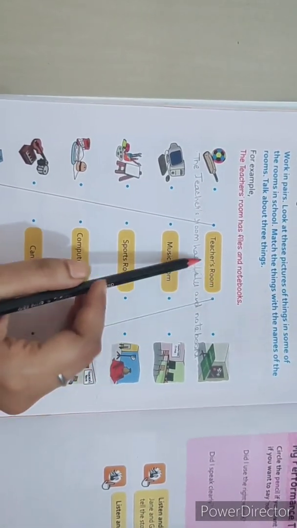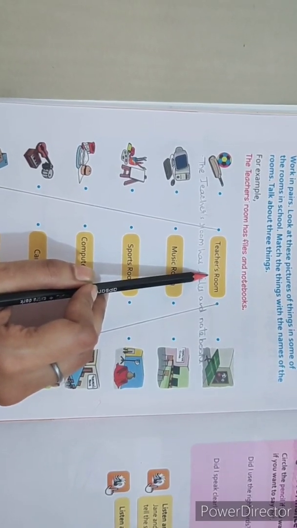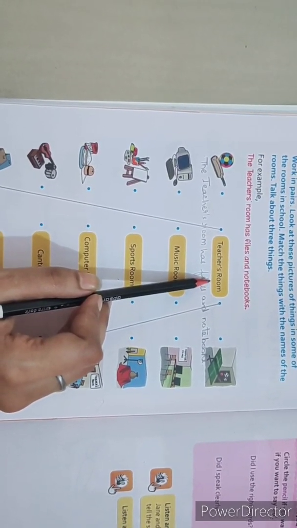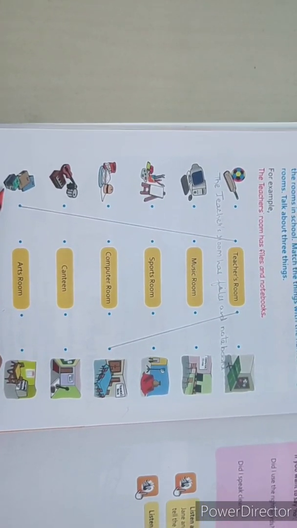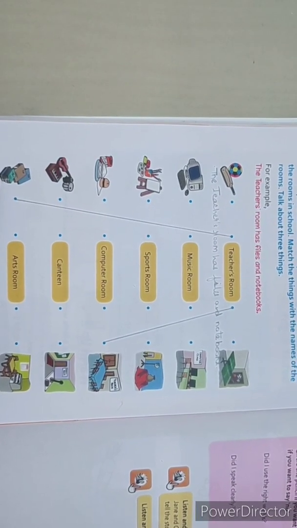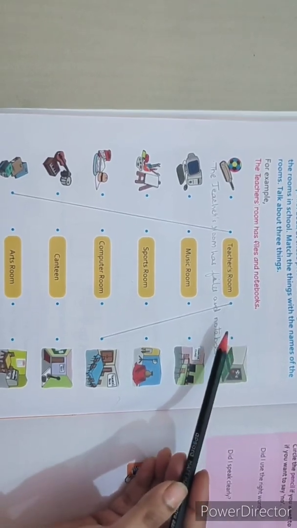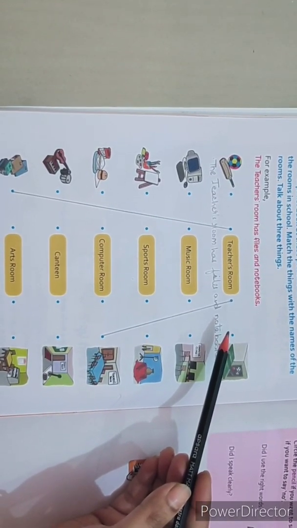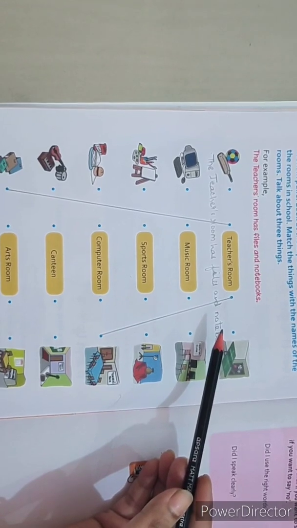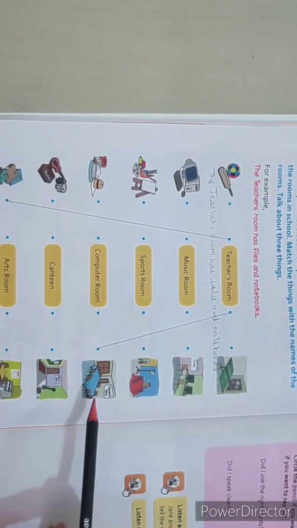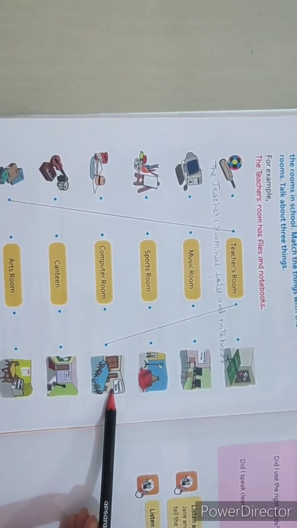For example, I am showing you the teacher's room. So what do we find in a teacher's room? Can you tell me on the left hand side? What do we find in the teacher's room? We find the files and notebooks in the teacher's room. Teacher's room is also known as the staff room. It is known as a staff room in our school. The staff room is the place where our teachers sit when they do not take the classes. So this is the teacher's room.